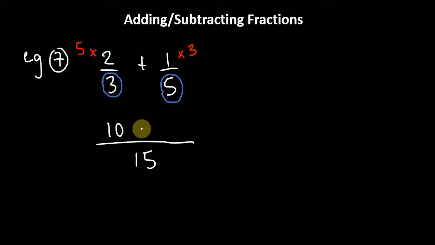We'll bring down the addition sign. Then we'll go ahead and do the multiplication on this side. 1 times 3. Of course, that's 3. 10 plus 3 is 13. And we'll put the 13 over the LCM here, which is 15. And this is our final answer.